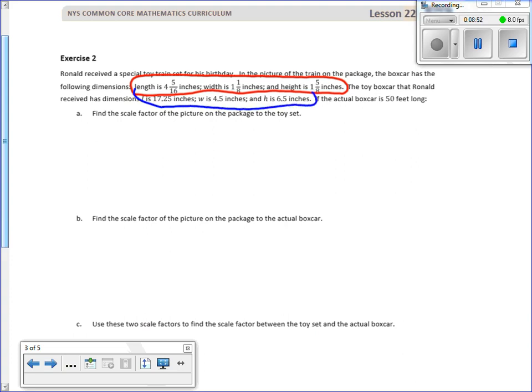Here's the actual toy. And the last piece of information we are given is the actual boxcar in real life is 50 feet long. Okay? So it says find the scale factor of the picture on the package to the toy set. So what are we comparing? Scale factor of picture on the package to, here's our key word, the toy set.